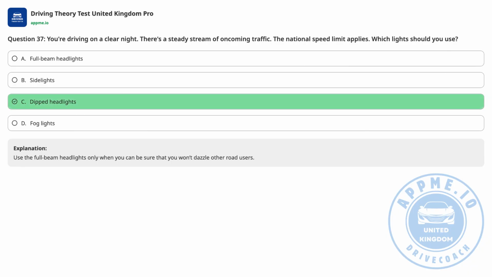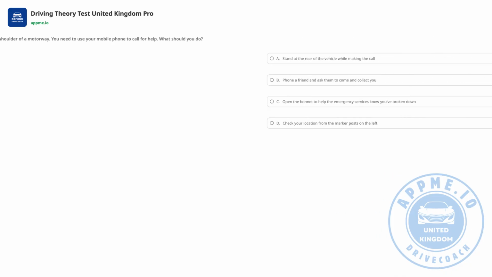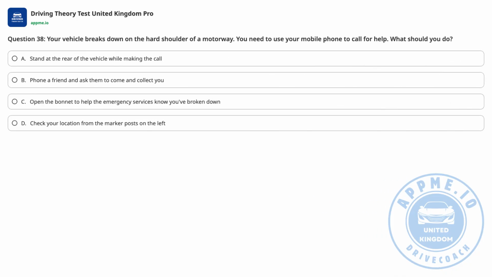The correct answer is C. Question 38. Your vehicle breaks down on the hard shoulder of a motorway. You need to use your mobile phone to call for help. What should you do? A. Stand at the rear of the vehicle while making the call. B. Phone a friend and ask them to come and collect you. C. Open the bonnet to help the emergency services know you've broken down. D. Check your location from the marker posts on the left.